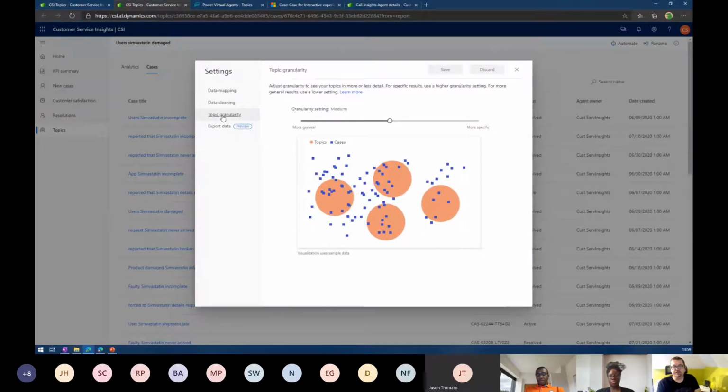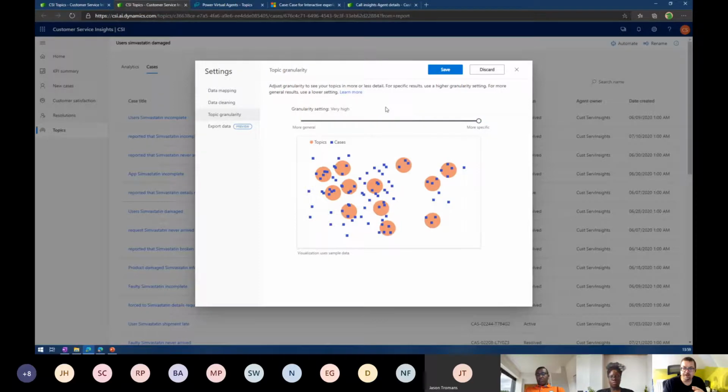Topic granularity, excuse me, is effectively where each title could be unique. And if we make that granularity very high, all the way up to very high, it would effectively mean that each case would become its own topic if there's a slight variation in that case title. Now, again, it's up to you to make a decision about your data and how specific you want to be in those topics. We always sort of start with the middle, and depending on how many topics you're getting and the variation between each of those topics, and working it through, you can start to understand what's best for your environment. And again, it's depending on your data.